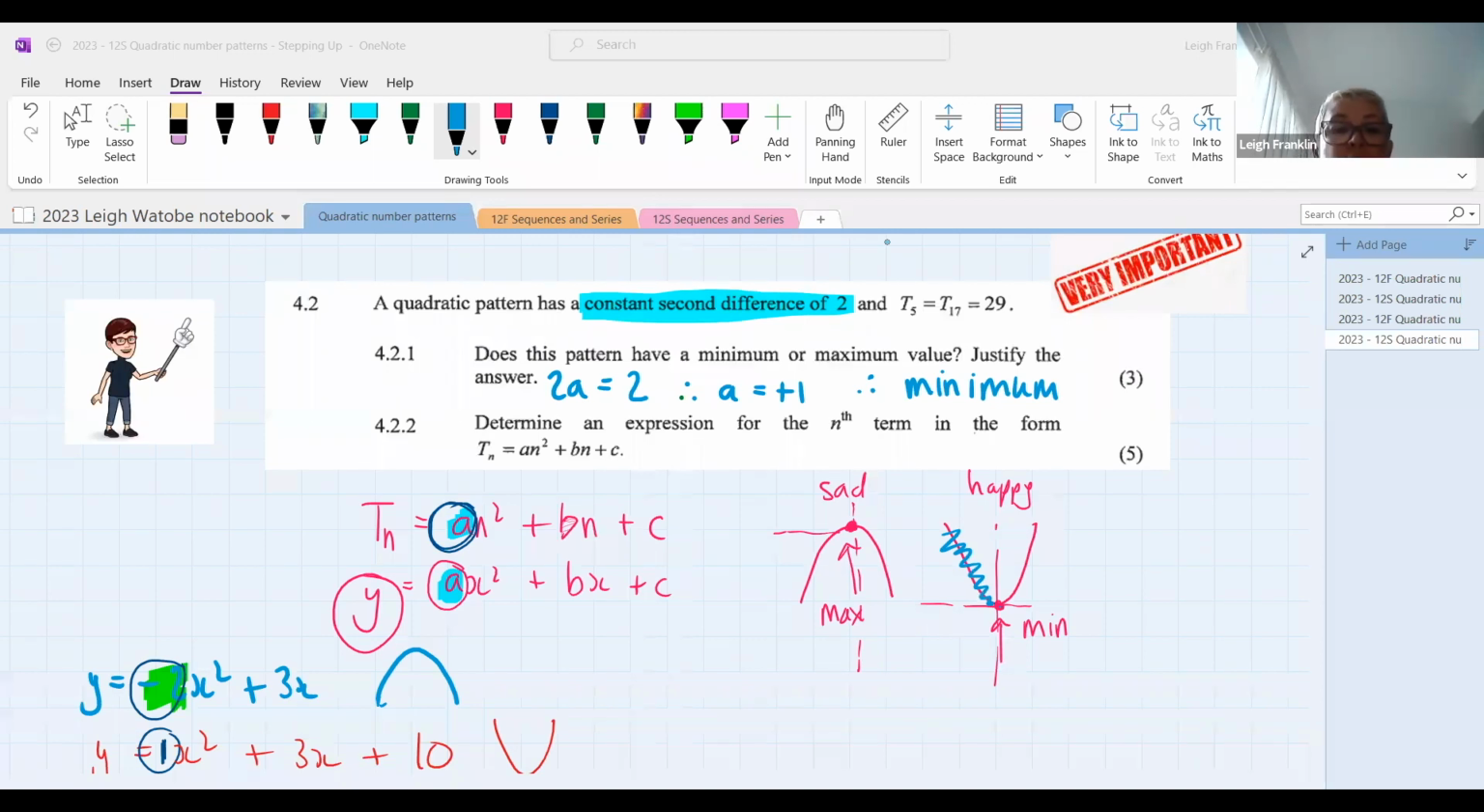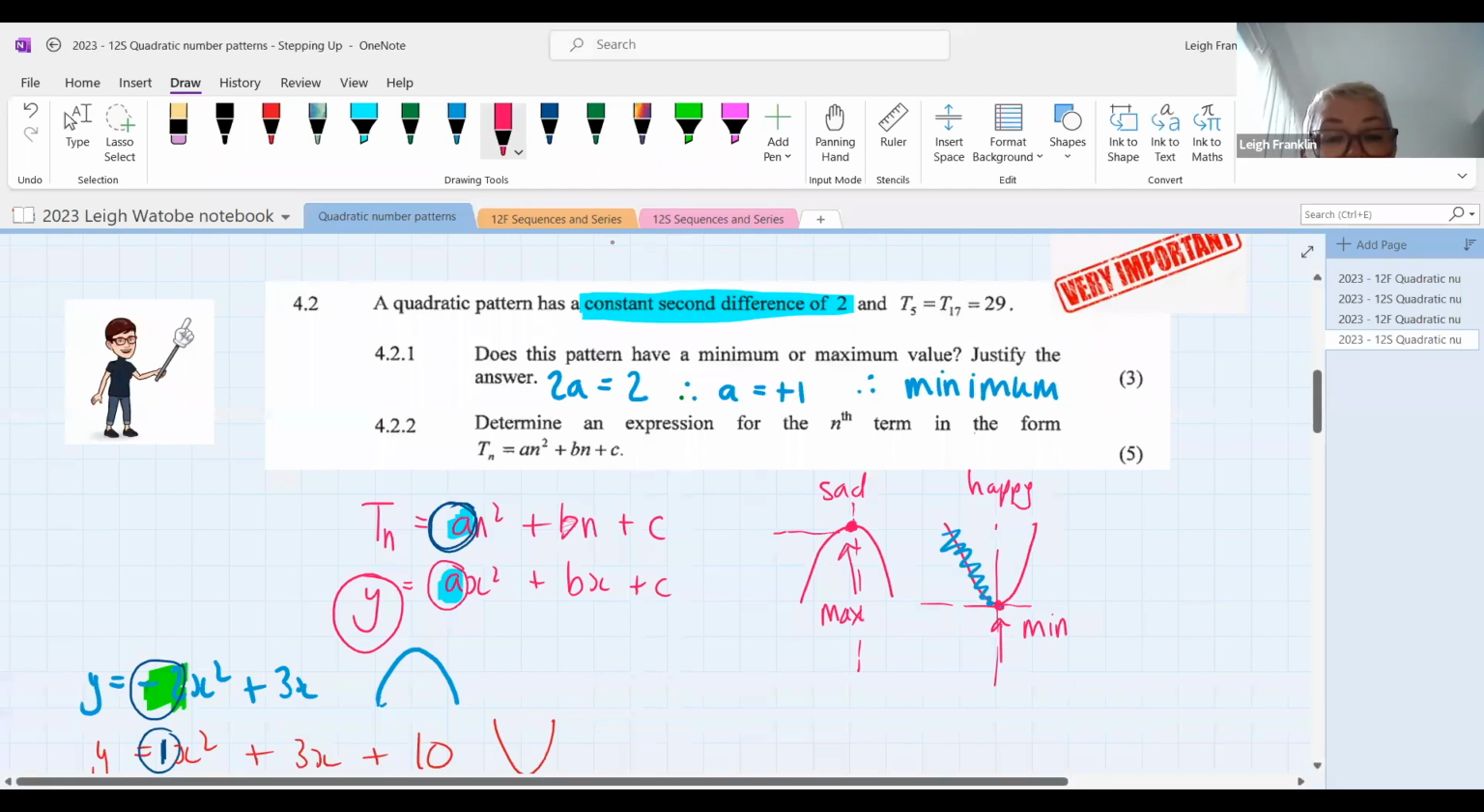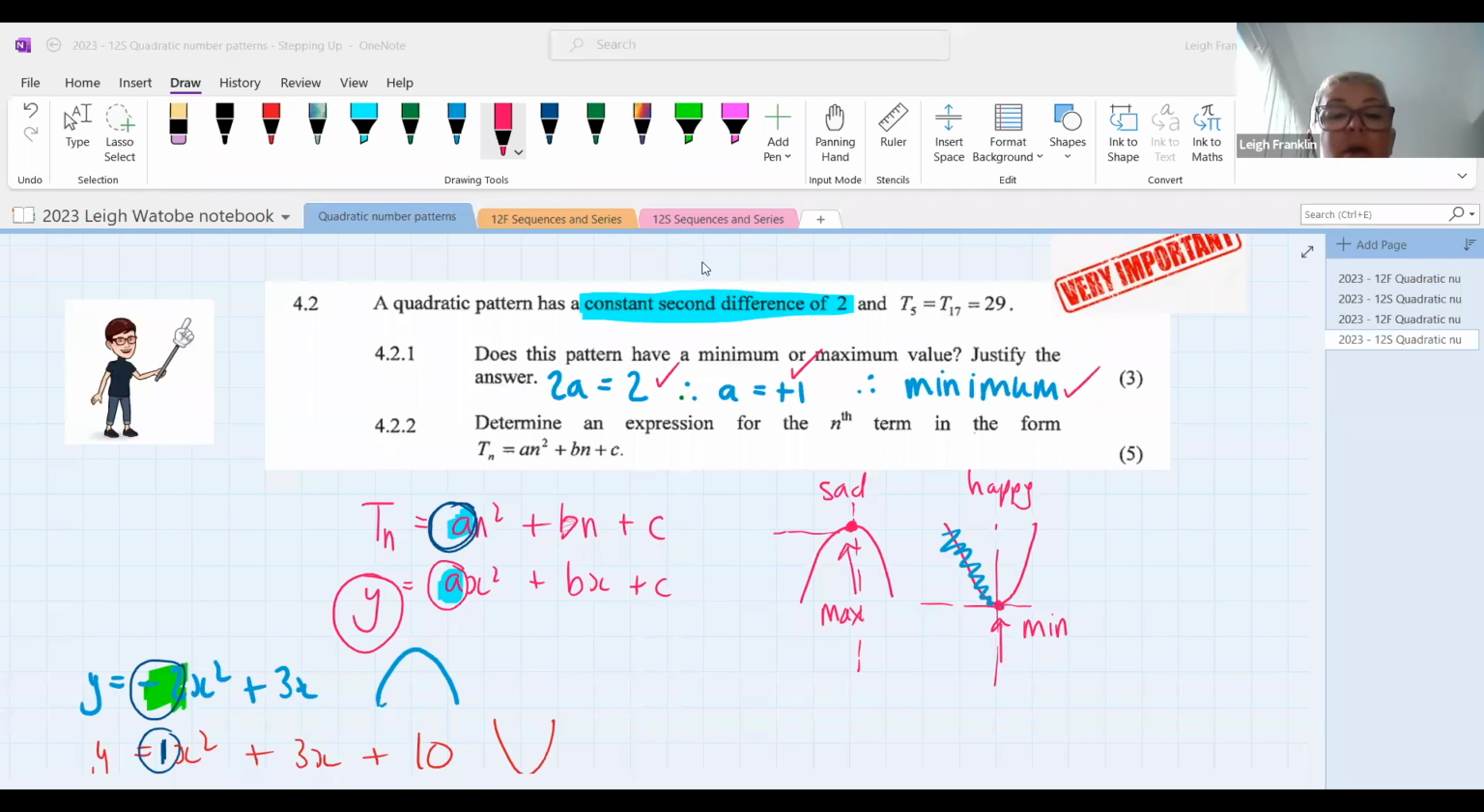So the marks here would be allocated to you knowing that a constant difference of 2 means 2A equals 2, solving for A, and then based on the sign of A, deciding whether the pattern would have a minimum or a max. We then go on to the next question, 4.2.2, where they ask us to determine the nth term in the form Tn equals an squared plus bn plus c. So if A is positive, the graph has a minimum. Yes, Shane. And if A is negative, the graph has a maximum, or the pattern has a maximum.